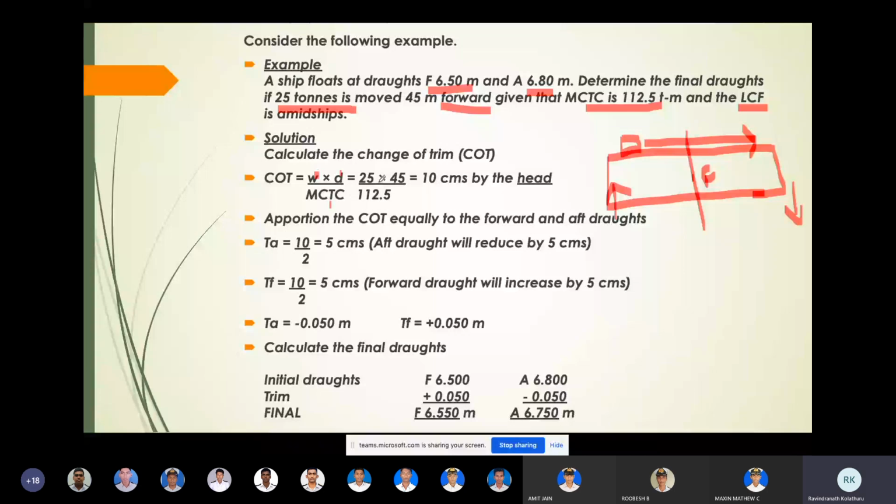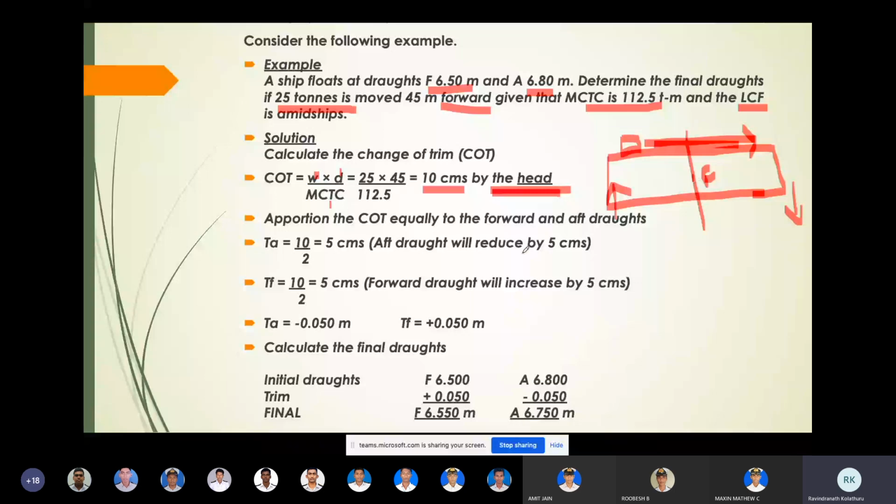Now, why is it by head? Because the weight is moved forward. Since we have a weight in the aft section and it is being shifted forward, my change of trim will be by head. So now I got the entire change of trim correction, but I don't know how much to apply forward and aft. When LCF is at midship, you apportion it equally. The change of trim, whatever you get, has to be apportioned equally to forward and aft drafts.